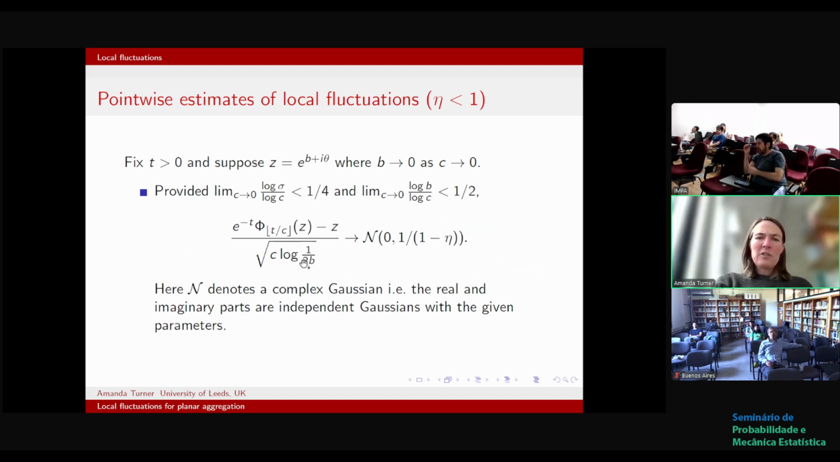And so you can see we had to rescale by a slightly different amount in the local case. In the global case, we just scaled by root c. In the local case, we also have a log 1 over b correction.